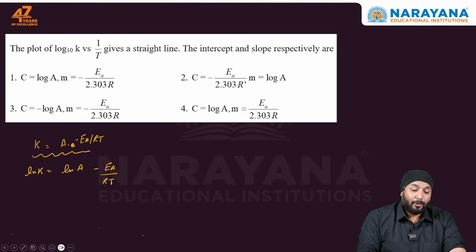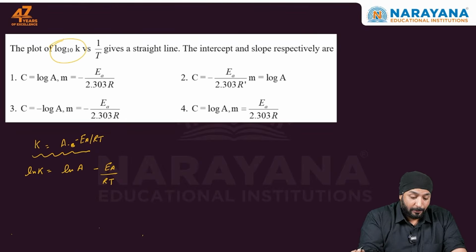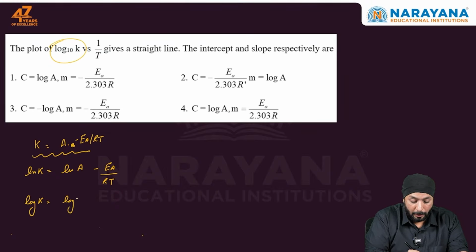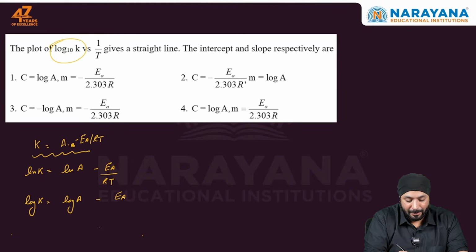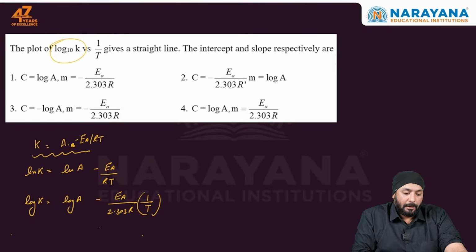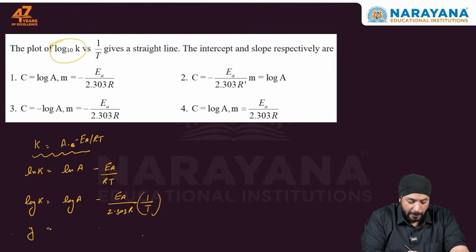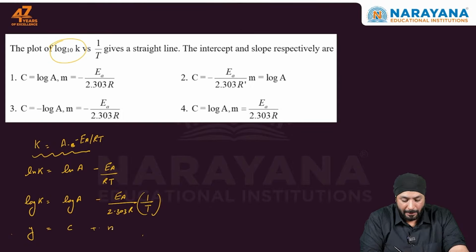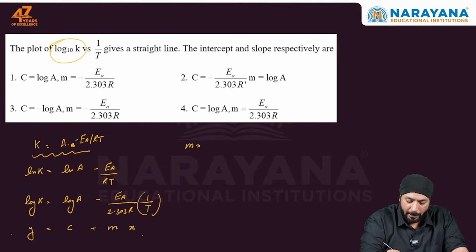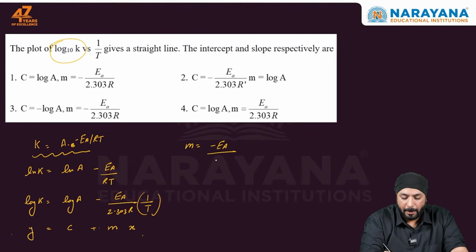Now they have given log to the base 10, so convert natural log to log to the base 10. So log to the base 10 of k will be equal to log A minus Ea by 2.303 R times 1 by T. So they have taken log 10 k as the y axis, which is equal to log A, the intercept, plus m into x, where x is 1 by T. So I am getting a straight line where the slope will be equal to minus Ea by 2.303 R, and you have intercept log A.